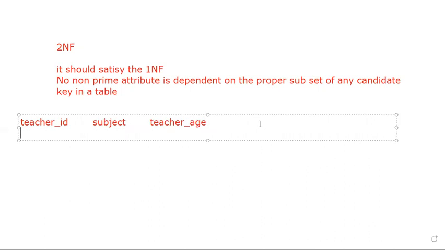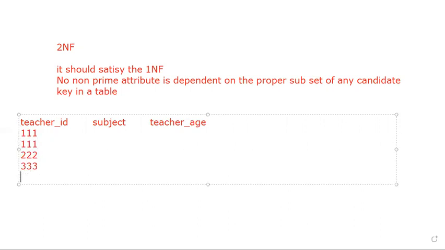So here the data will be like this: 111, 111, 222, 333, 333. So these are the teacher IDs. One teacher teaches maths. She also teaches physics. Is it possible? Yes, possible, because a teacher can teach two subjects. Biology. Again, she will teach physics, and she can also teach chemistry. Now coming to the third attribute, her age is 38. Here also the same age, because it is the same teacher.